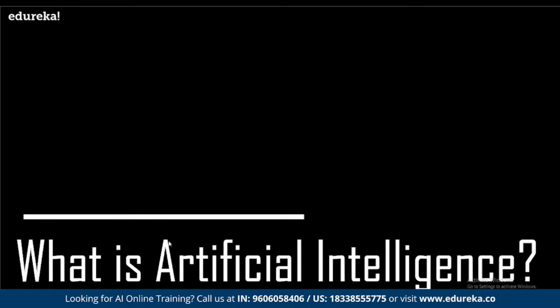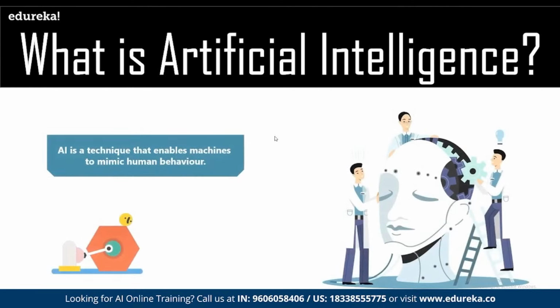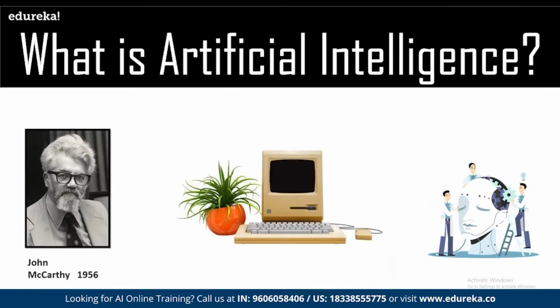All right, so now let's get started, guys. First of all, let's understand what exactly is artificial intelligence. In simple layman terms, AI is simply a technique that enables the machine to mimic any human behavior. But before we can make any system autonomous, we have to make sure that we are training the system on how to operate, how to work around. And this entire term, artificial intelligence, was coined by John McCarthy in 1956.